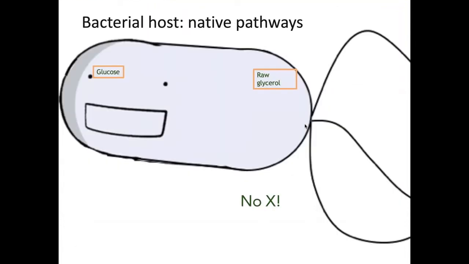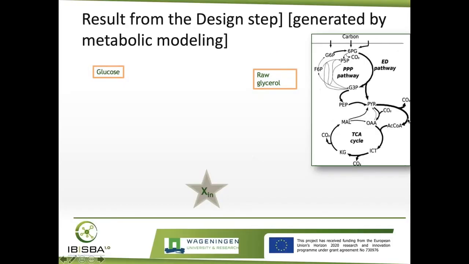Now, we have our host and we have our product. The problem with the host that we have, and it has native pathways, is that we have no product X, because if we use glucose, say, or glycerol, which are our starting materials, we see that the microbe uses these for its own purposes, so no X. So basically, what we do is build upon the design proposed by the design phase, using, for example, methods that Dr. Nogales just showed. We have a specific design. This is one picture that he showed. We have raw materials, glucose and glycerol, and the product that we want to get in the end.